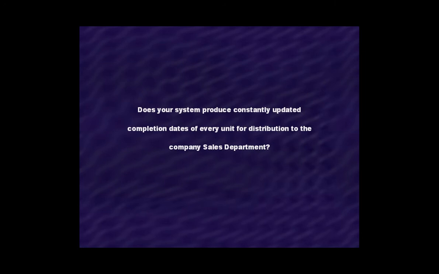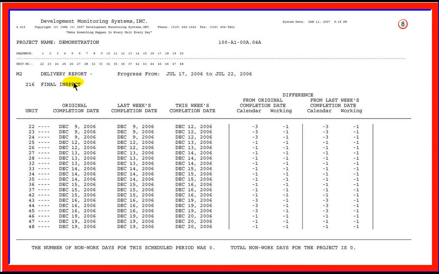Does your system produce constantly updated completion dates of every unit for distribution to the company sales department? The purpose of this report is to show the ever-changing completion dates of each unit based on entry of the most recent progress. It maintains a record for the sales department and shows recent and previous slippage of completion dates for each unit.